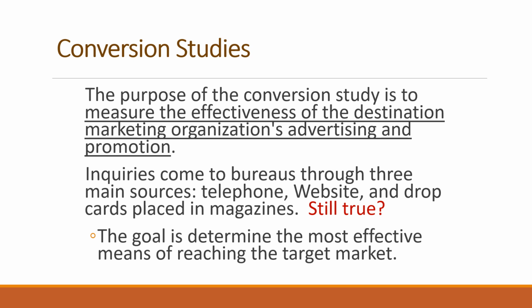One of the things that they note in the book is that people's inquiries into a destination come through three main sources: the telephone, the website, and drop cards placed in magazines. That'll give you an idea of how dated maybe this book is on some things. So the question is, is this still true? Do people still inquire or get information about a destination from the telephone, the website, and drop cards placed in magazines? I think most people would agree that maybe websites, but I don't know that telephones and magazine cards are used all that much anymore.